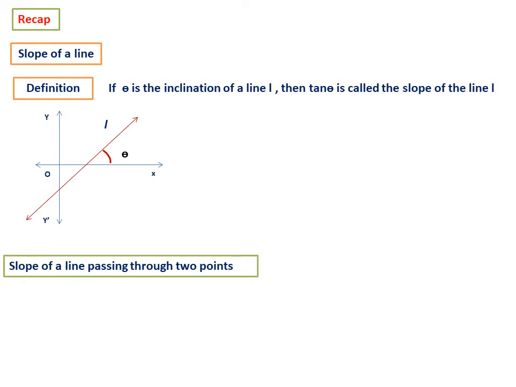Second one, slope of a line passing through two given points. We have studied this one. This was the formula: m equal to (y2 minus y1) divided by (x2 minus x1). So these are the two important concepts we studied in the last class. Let us proceed today with some more concepts.